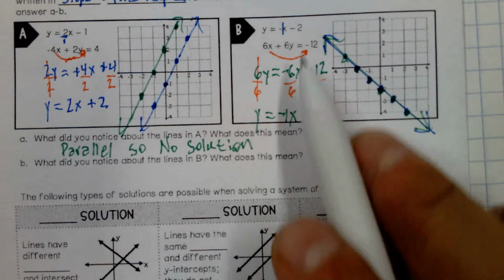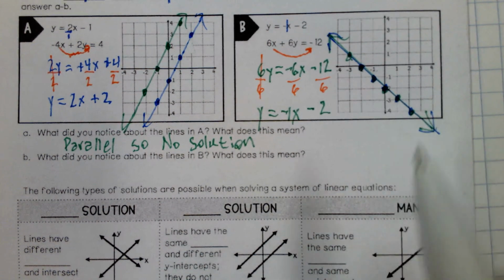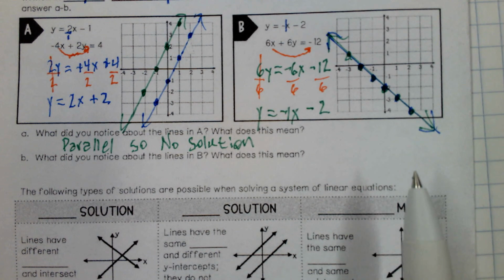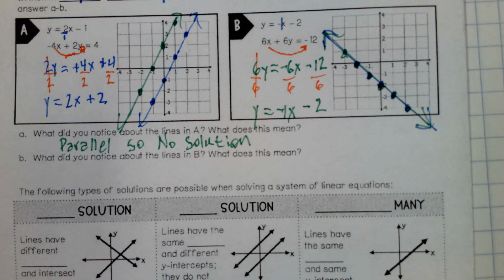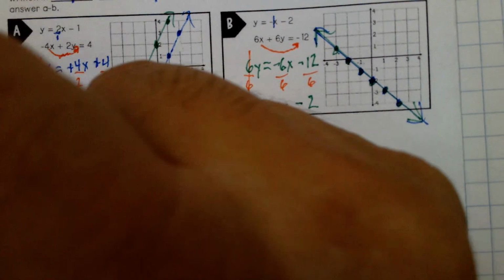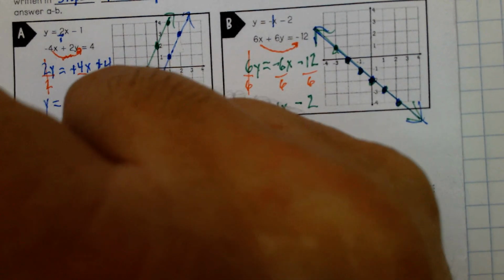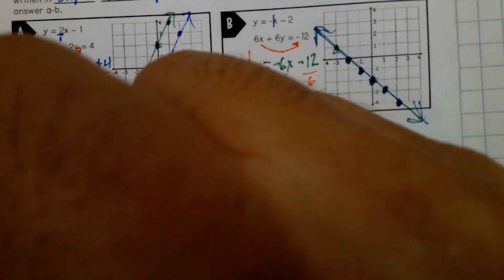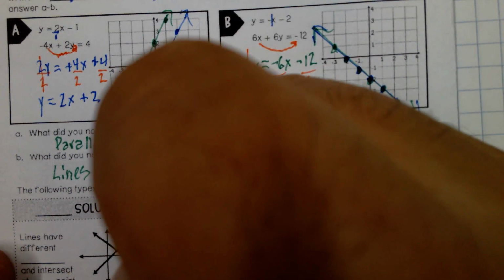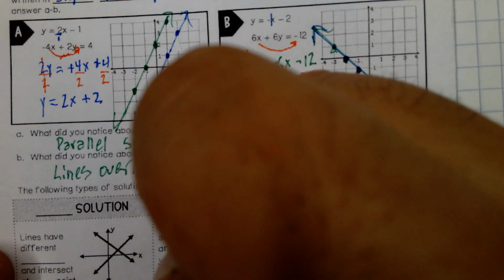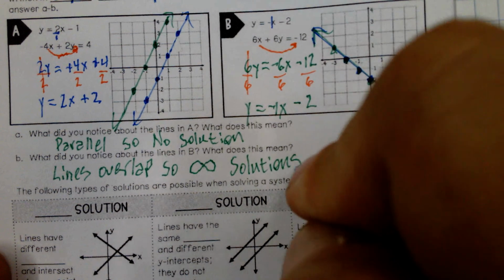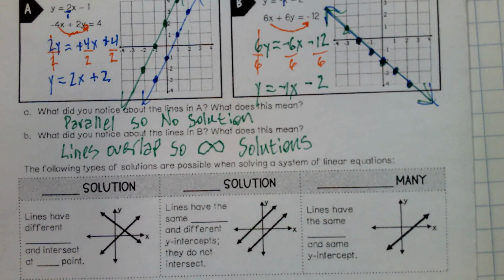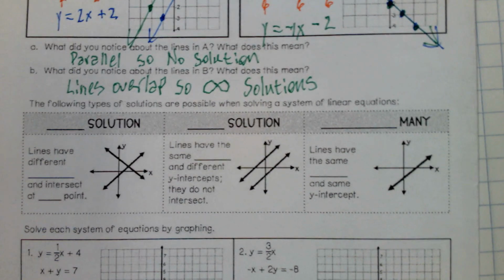Okay. So here we had a system with two equations. Turned out they overlap. How many? Yes. Infinite solutions. There's an infinite number of points that are touching. So the lines overlap. Sometimes they say coincide. So infinite solutions. So we have an infinite number of solutions there.